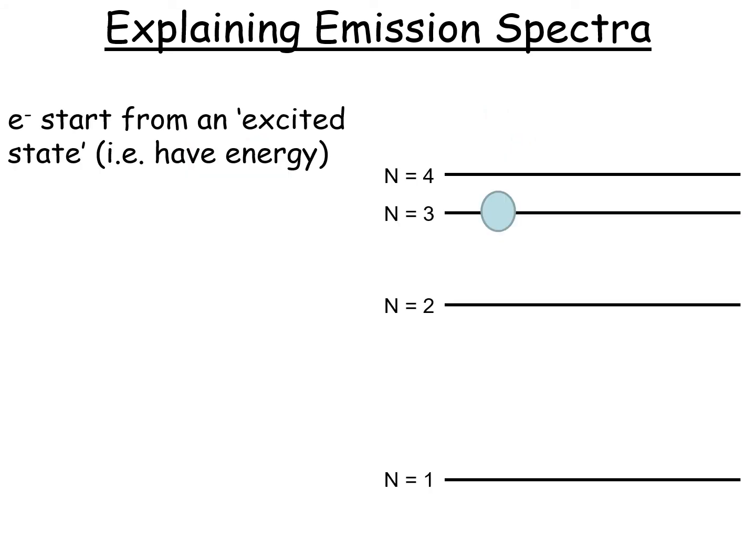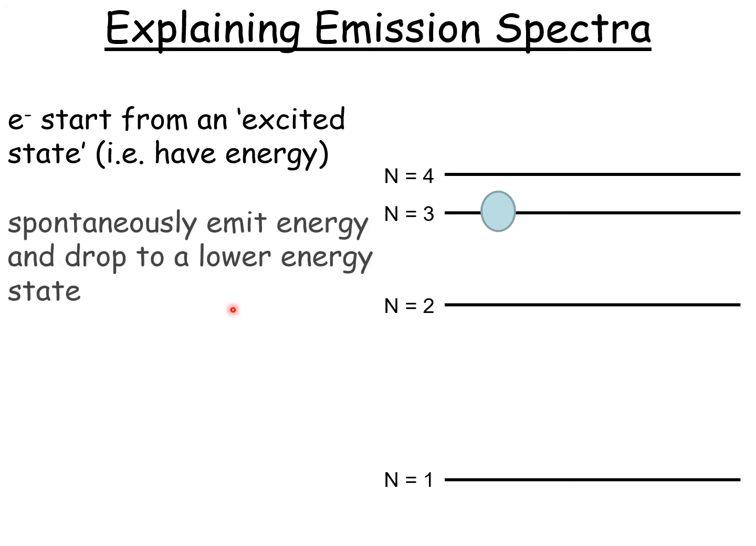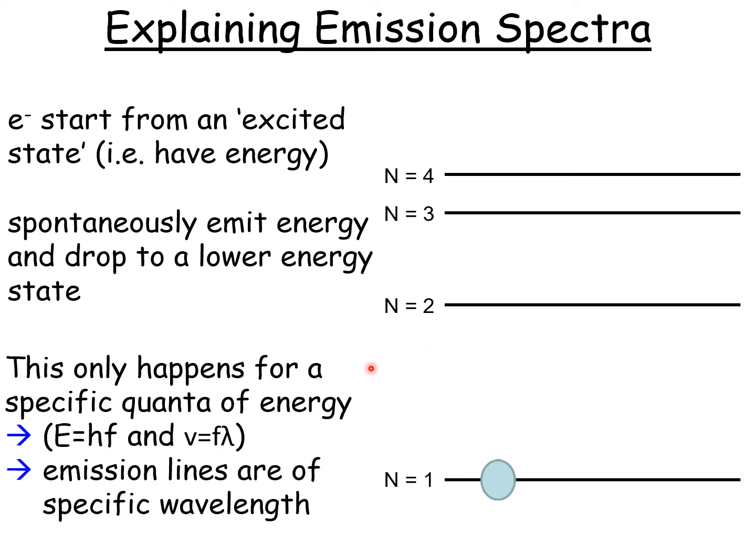Okay, so let's explain how this emission spectrum happens. So we start off with a typical energy level, and what we say is that the electron starts from an excited state. It's got to have energy, because remember, the emission spectrum is when the electron loses energy, emitting a photon. So it can only do that if it's at an excited energy level. Okay, it spontaneously emits that energy and drops to a lower energy state. And remember the key thing is it can only drop down a state if it gives out the exact amount of energy between those two energy levels. It can't go halfway between N3 and N2 or N2 and N1, etc. Okay, this only happens with specific quanta of energy, and remember we can use these two equations to calculate it, which I'll show in the next lesson. So emission lines are of a specific wavelength.